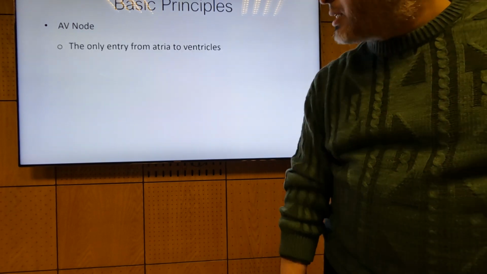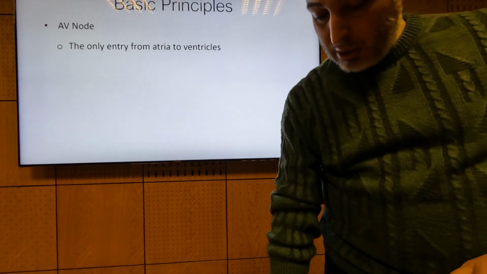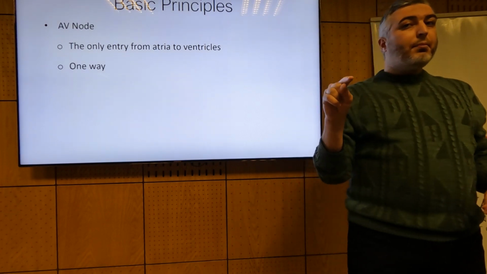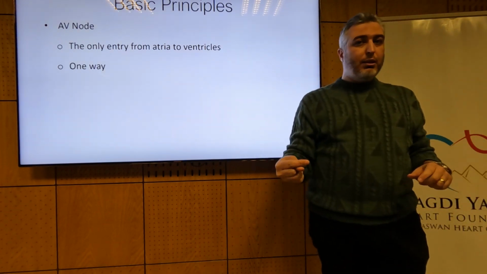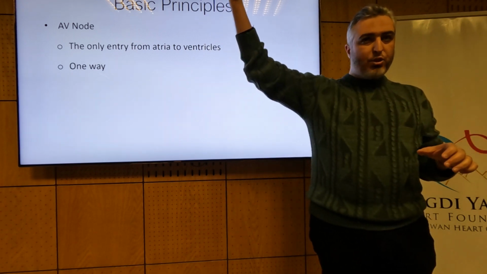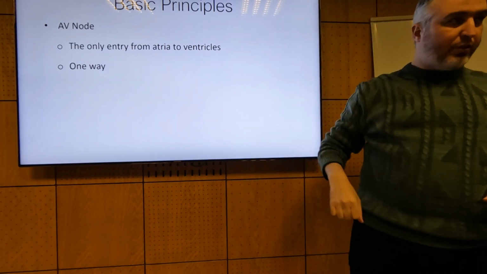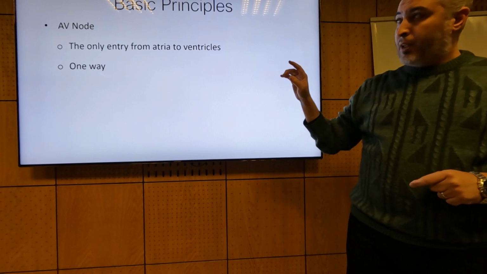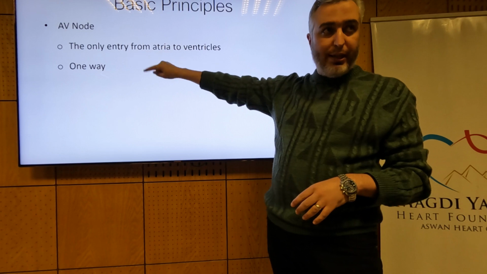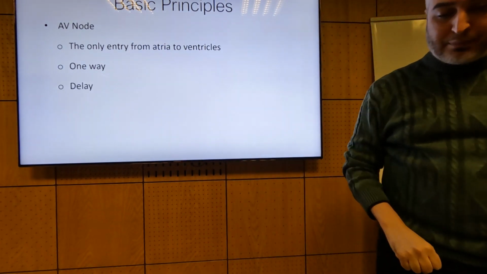So the AV node is the only entry from atria to ventricles. Otherwise, there is a fibrofatty insulation. It is one way. So electrical stimulation of the ventricle in normal situation cannot reach the atrium. But electrical stimulation of the atrium is able to reach the ventricle through the AV node and bundle of His. So the AV node is the only entry. It is one way from atrium to ventricle and has a period of delay.